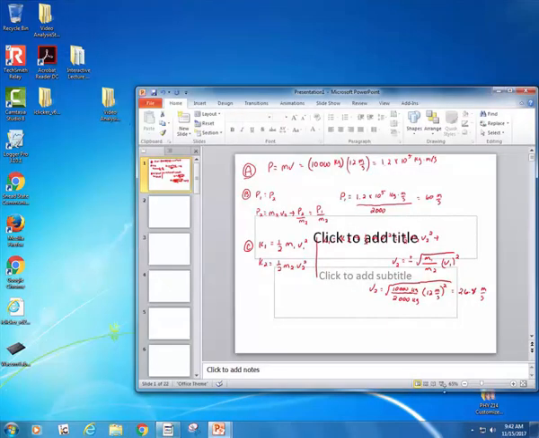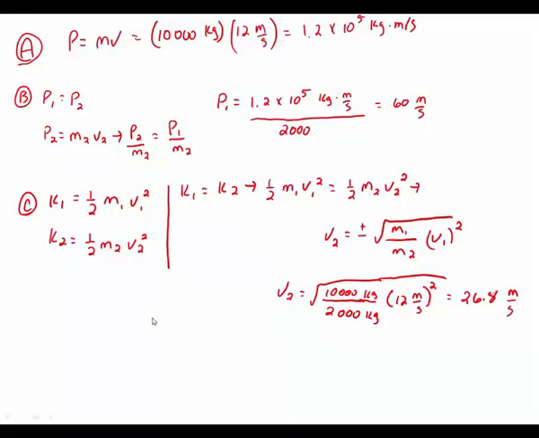Okay, so we see in the solution, the first one, part A, is very simple. You just use straight out momentum. All we're looking for is the momentum of that one object. This is really not a conservation of momentum because there's not two objects colliding. It's just momentum. And notice we come to 1.2 times 10 to the fifth kilograms meters per second.